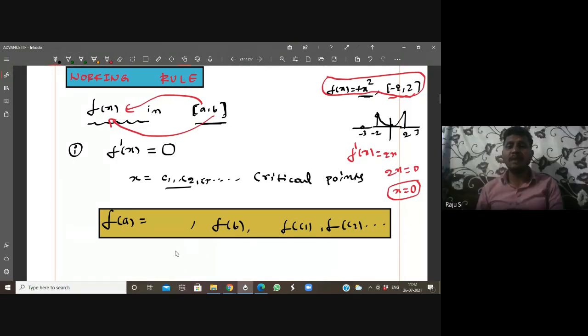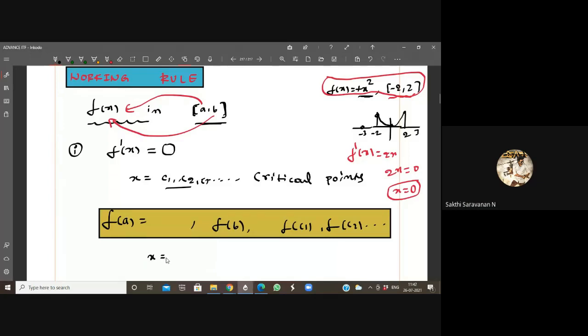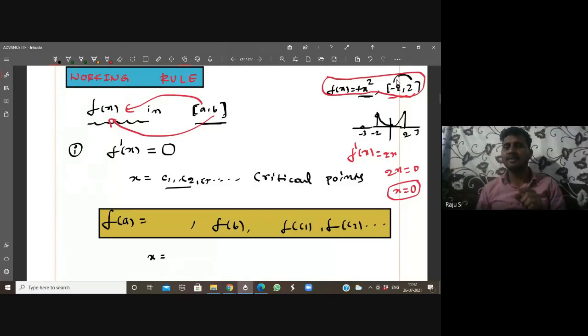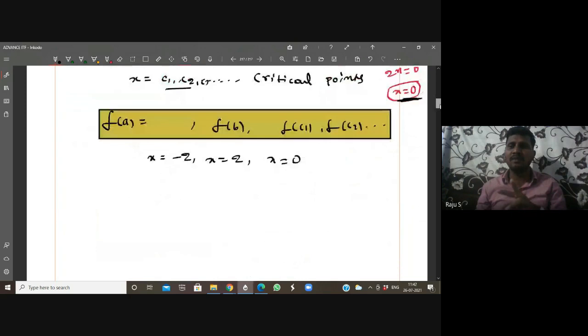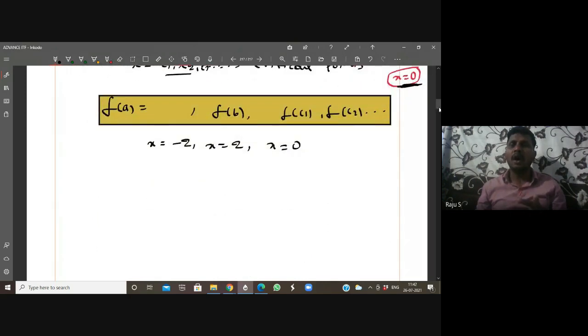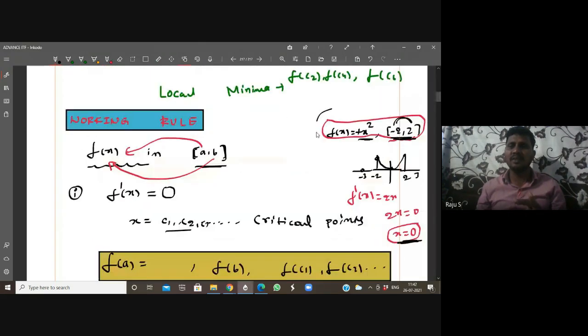So finally, how many x values are there? The ends of the interval first: one is minus 2, another one is plus 2, and the critical point we got is x equal to 0. Here we don't need to divide into subintervals, not required here. They gave a particular interval, minus 2 to 2, and the end points are minus 2 and 2, and we got one critical point, x equal to 0. All three values you can substitute in the given function.